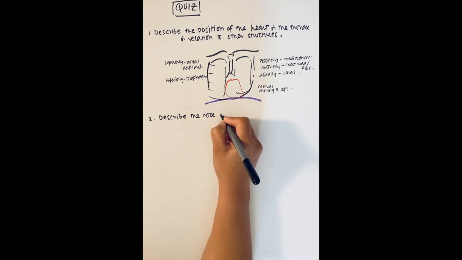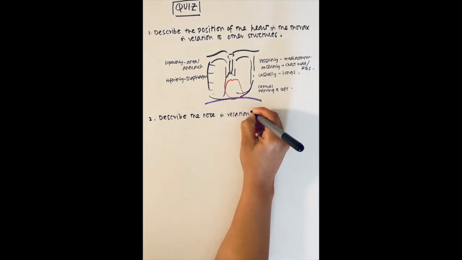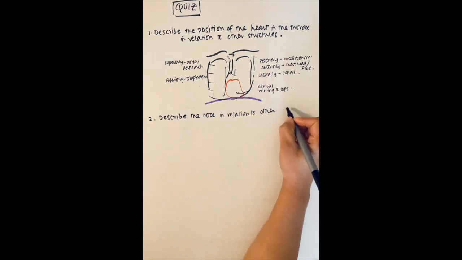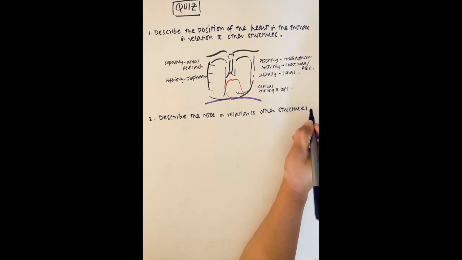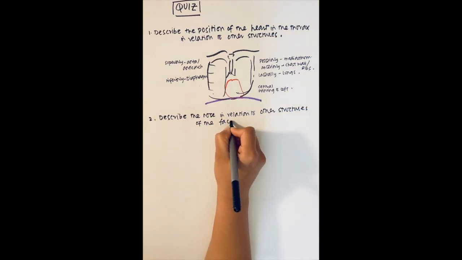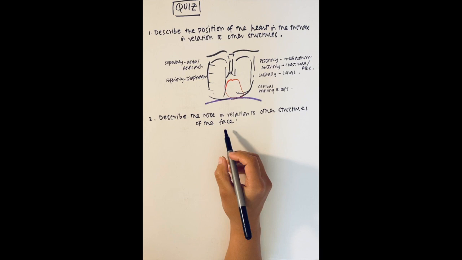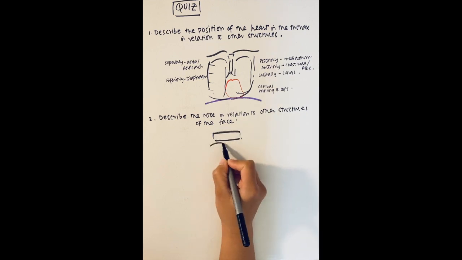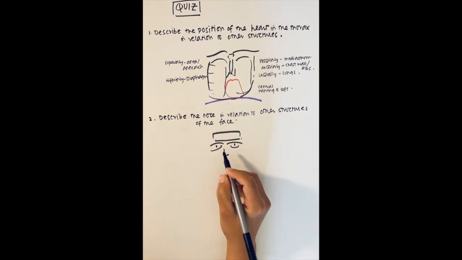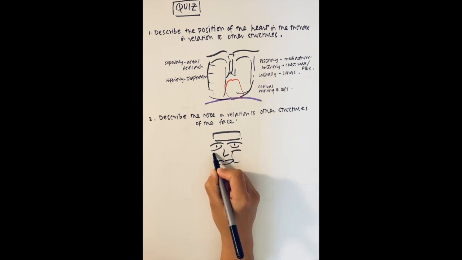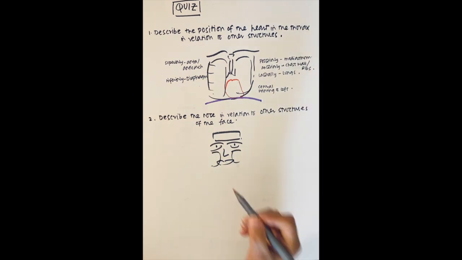Next, let's try to describe where the nose is on the face in relation to the other structures present there. Again, think about what's above, below, and towards the sides, in front of, behind it.